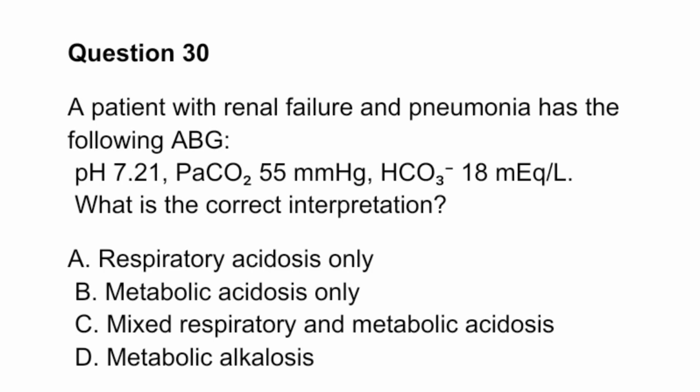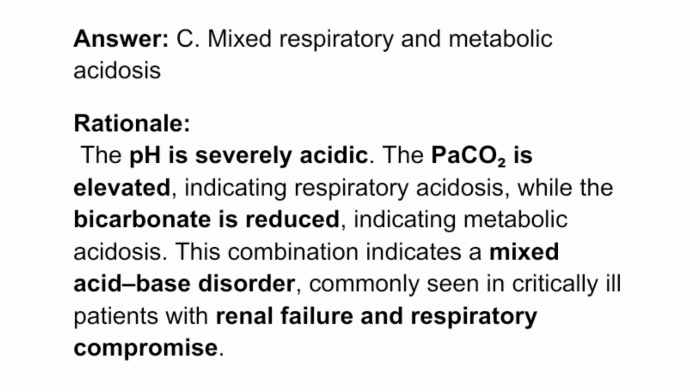Question 30. A patient with renal failure and pneumonia has the following ABG: pH 7.21, PaCO2 55 mmHg, HCO3- 18 milliequivalents per liter. What is the correct interpretation? A. Respiratory acidosis only. B. Metabolic acidosis only. C. Mixed respiratory and metabolic acidosis. D. Metabolic alkalosis. Answer: C.